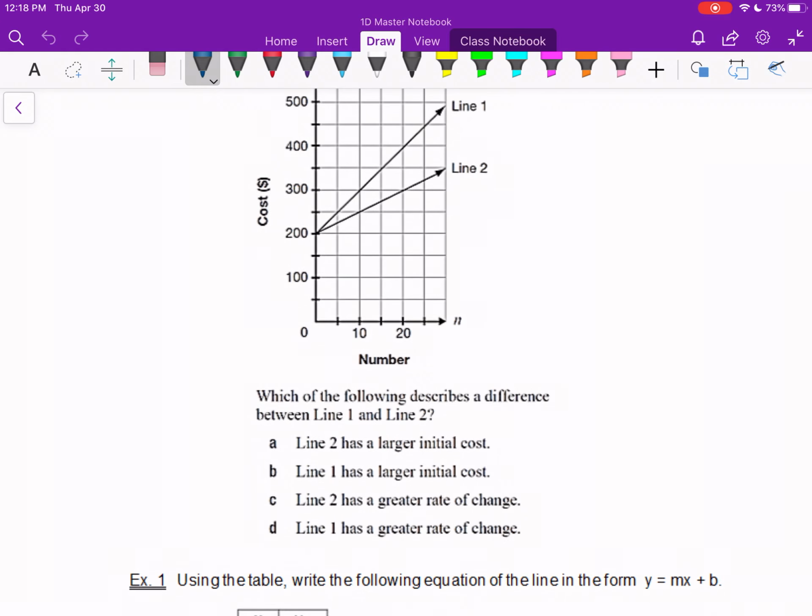So which of the answers matches that best? Let's see, line 2 has a larger initial cost. No, they have the same initial cost, so we can rule out both A and B. Neither one, they have the exact same initial cost. Line 2 has a greater rate of change? Line 2 is less steep than line 1, and less steep means a lower rate of change, so that only leaves D, because line 1 does have a greater rate of change. It's steeper than line 2.